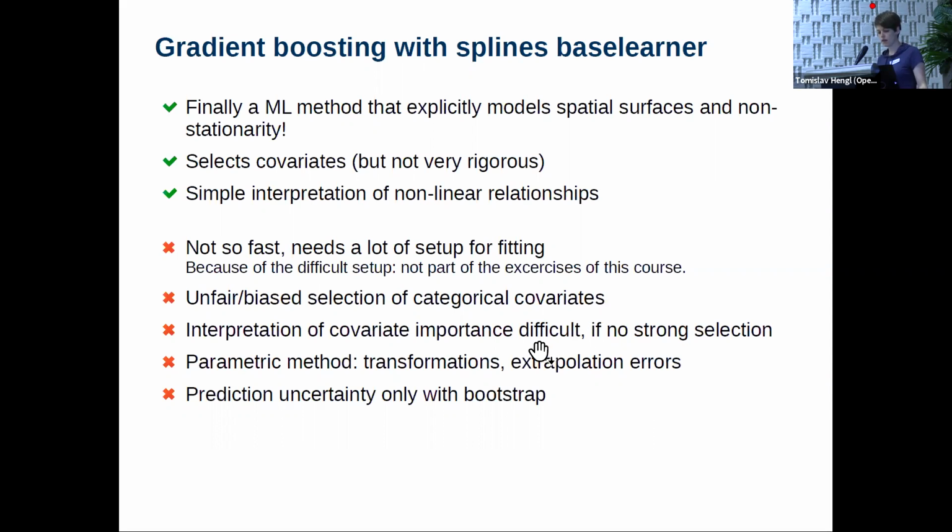And interactions, the interpretation is, as I said, possible, but if there is no strong covariate selection and we have many, it's the same as other models, it's a bit difficult. And if you work not with tree-based, but with splines and linear-based learners, then you remain in a linear framework and you have assumptions about your errors. The Gaussian assumption about your errors remains, you still have to do transformations and so on. And the prediction uncertainty, again, is just with a bootstrap approach.